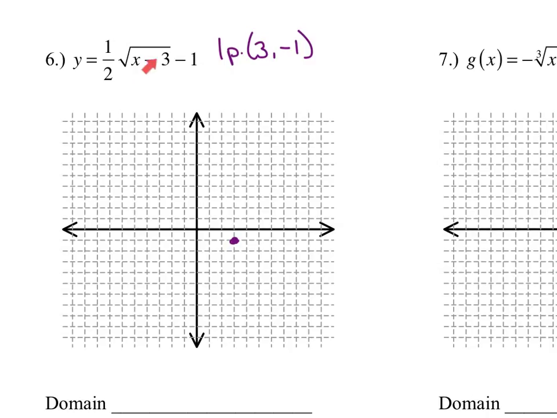We'll choose 4 as your first x value. 4 minus 3 is 1. The square root of 1 is 1. 1 times 1/2 is 1/2. 1/2 minus 1 is negative 1/2. And then the next one would be, let's see, 7. 7 minus 3 is 4. The square root of 4 is 2. 2 times 1/2 is 1. 1 minus 1 is 0. So it'll curve just ever so slightly because the 1/2 made it much narrower.